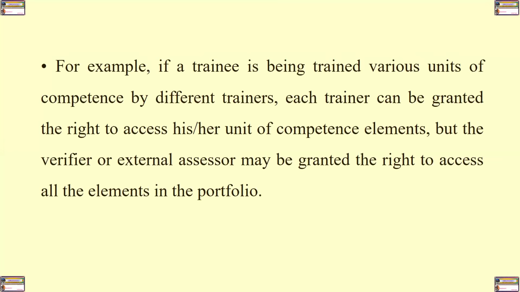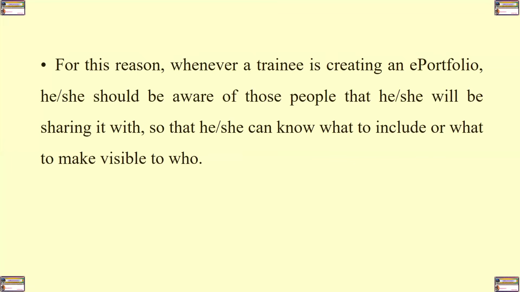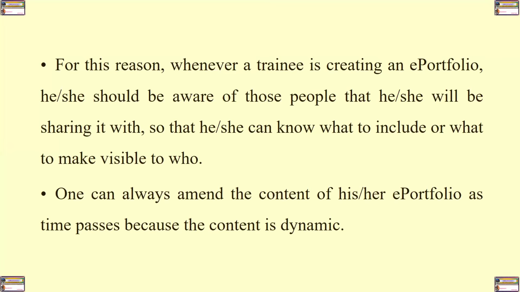For example, if a trainee is being trained various units of competence by different trainers, each trainer can be granted the right to access his or her unit of competence elements, but the verifier or external assessor may be granted the right to access all the elements in the ePortfolio. For this reason, whenever a trainee is creating an ePortfolio, he or she should be aware of those people that he or she will be sharing it with, so that he or she can know what to include or what to make visible and to who.